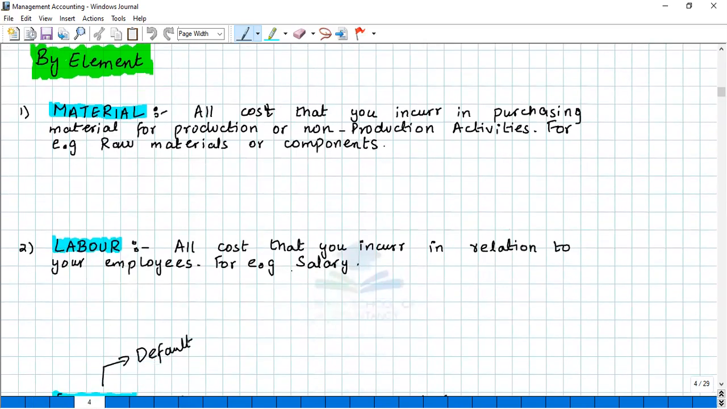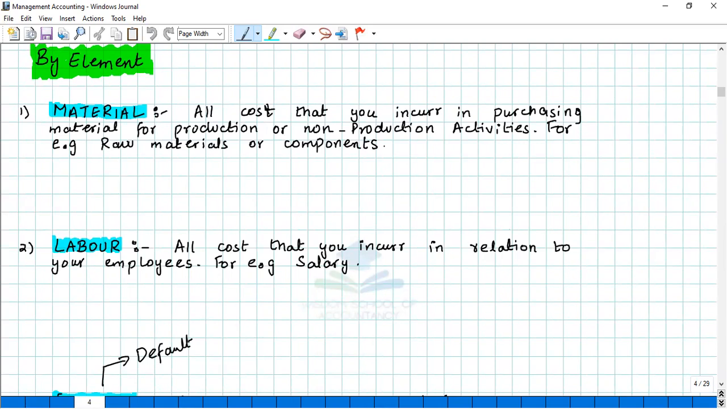So the first one is classification by element. By element, cost is of three types: material cost, labor cost, and expense. Now, what is the material cost? All costs that you incur in purchasing material for production or non-production activities. So basically, the cost that you are incurring to purchase the materials will be known as your material cost. For example, you purchase some raw materials, the cost of those raw materials will be known as material cost. For example, you purchase some components, the cost of those components will be known as your material cost. For example, you have purchased some parts, the cost of those parts will be known as material cost.